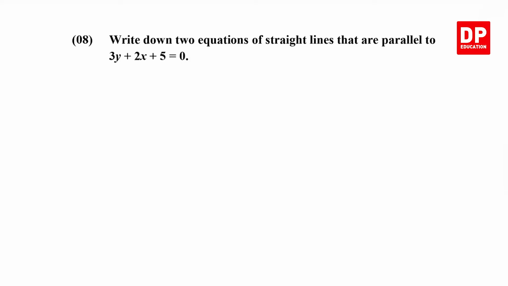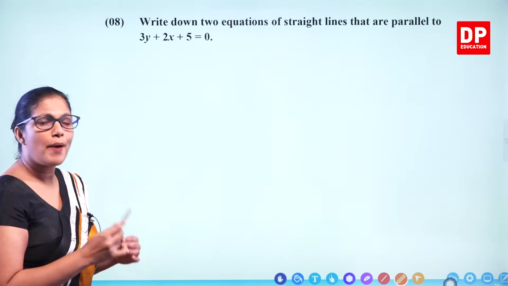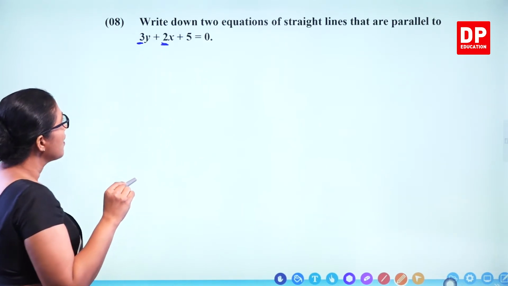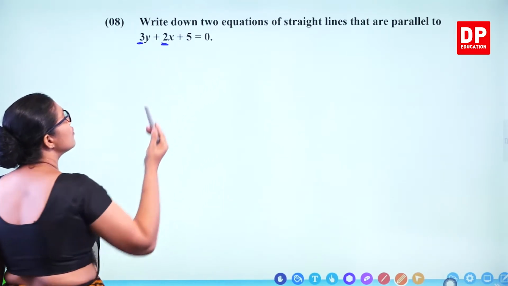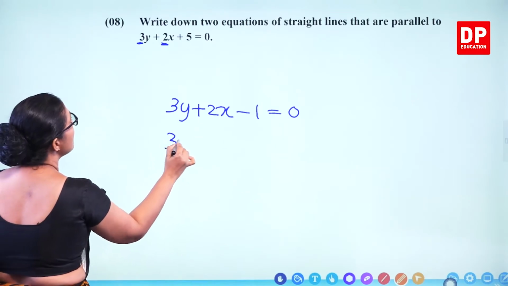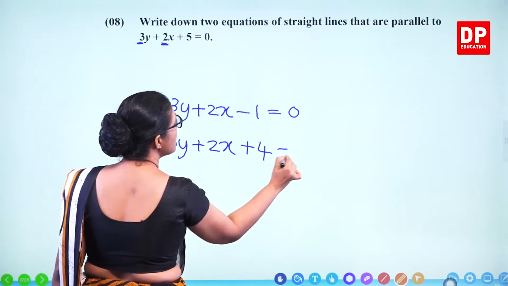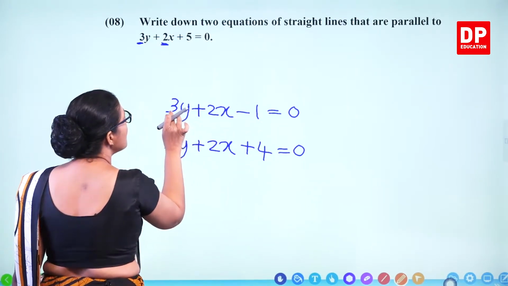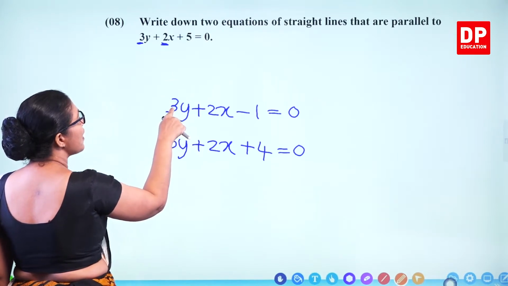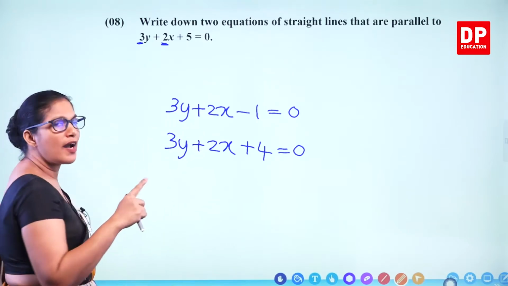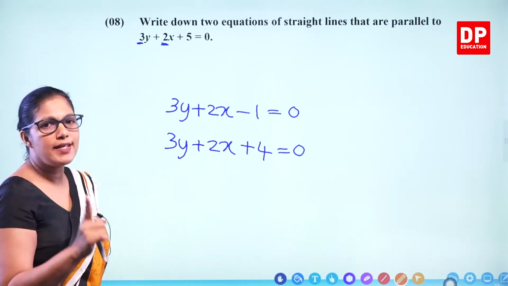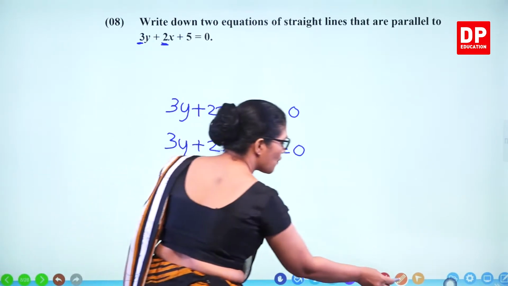Question number 8. Write down 2 equations of straight lines that are parallel to this one. So parallel means same gradient. Same gradient means these coefficients should be the same. So you can change this value. So you can write any 2 equations. 3y plus 2x minus 1 equals 0. That's parallel. 3y plus 2x plus 4 equals 0. Whatever the number here, but the 2 coefficients should be the same. Or you can write any multiple. If you multiply this one by 2, that's 6y and 4x with any number here. So the y-intercept can be changed, but the gradients are the same for parallel lines. So you get 2 marks for that.